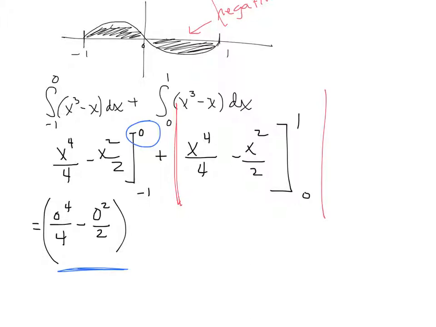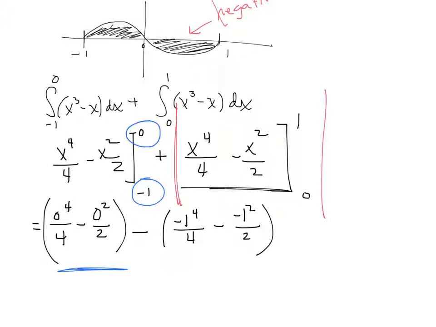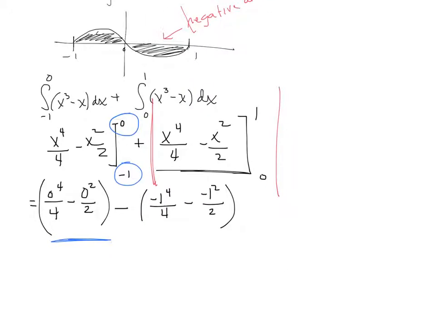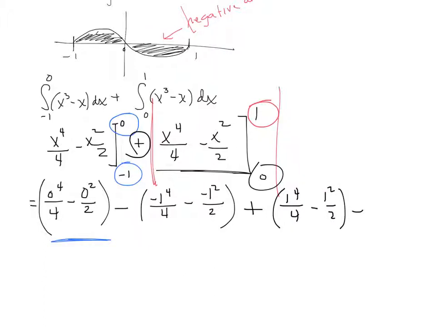And so that's that. Now I'm going to plug this one in, so it's minus -1 to the 4th power over 4 minus -1 squared over 2. Now I got to do this side. So plus, that's that plus right there. Now I'm going to plug in that 1. So I'm going to have 1 to the 4th over 4 minus 1 squared over 2, minus, and I'm going to plug in the 0. 0 to the 4th over 4 minus 0 squared over 2. Okay, I just wanted to do one of these complete, so when you don't have zeros, you know you got to plug all those numbers in.